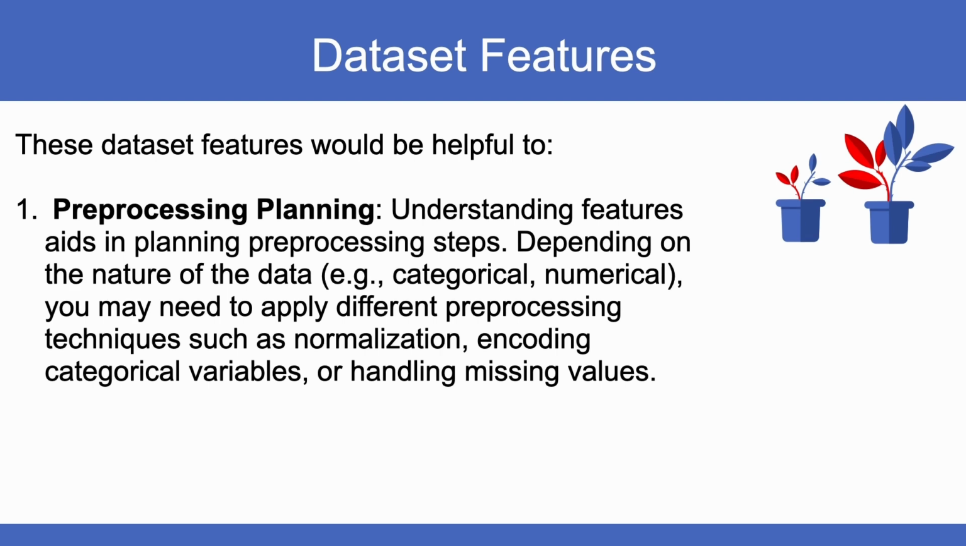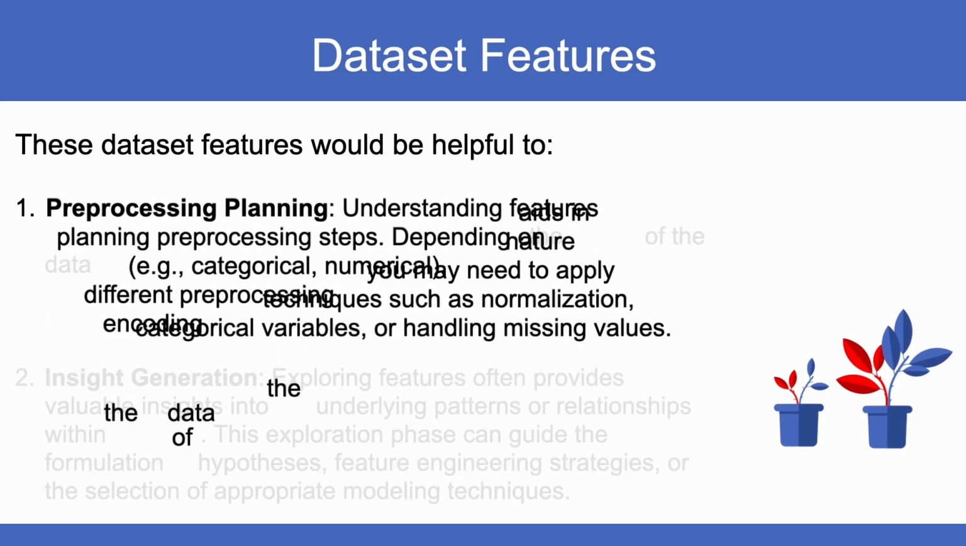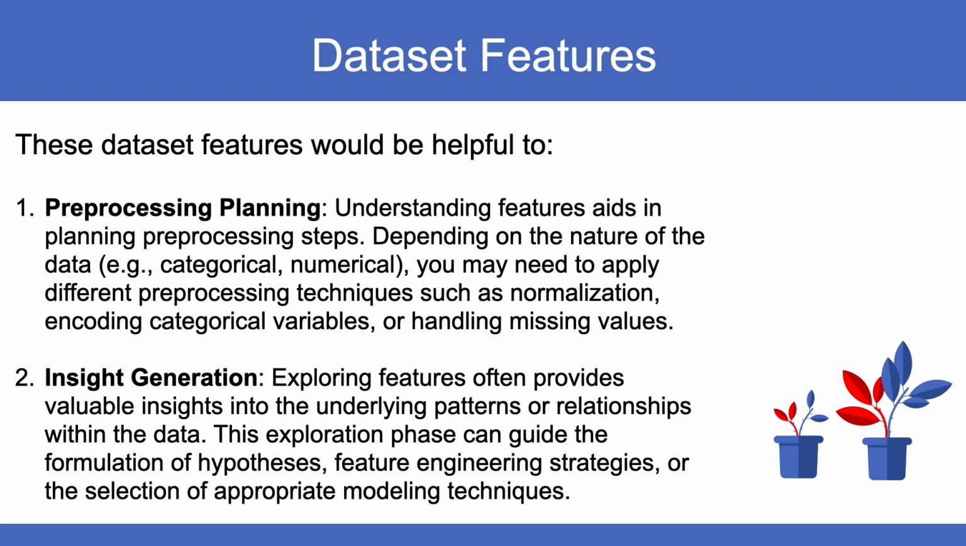Then, pre-processing planning. Understanding features aids in planning pre-processing steps. Depending on the nature of the data, for example, categorical, numerical, you may need to apply different pre-processing techniques such as normalization, encoding categorical variables, or handling missing values. Finally, insight generation. Exploring features often provides valuable insights into the underlying patterns or relationships within the data. This exploration phase can guide the formulation of hypotheses, feature engineering strategies, or the selection of appropriate modeling techniques.